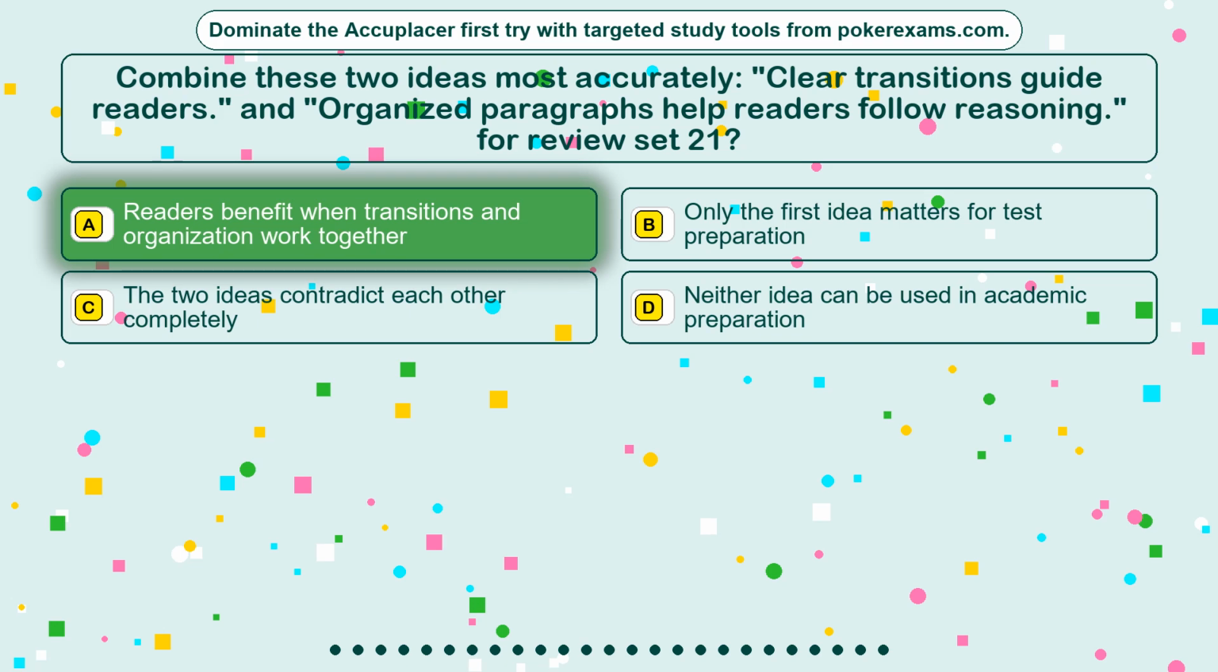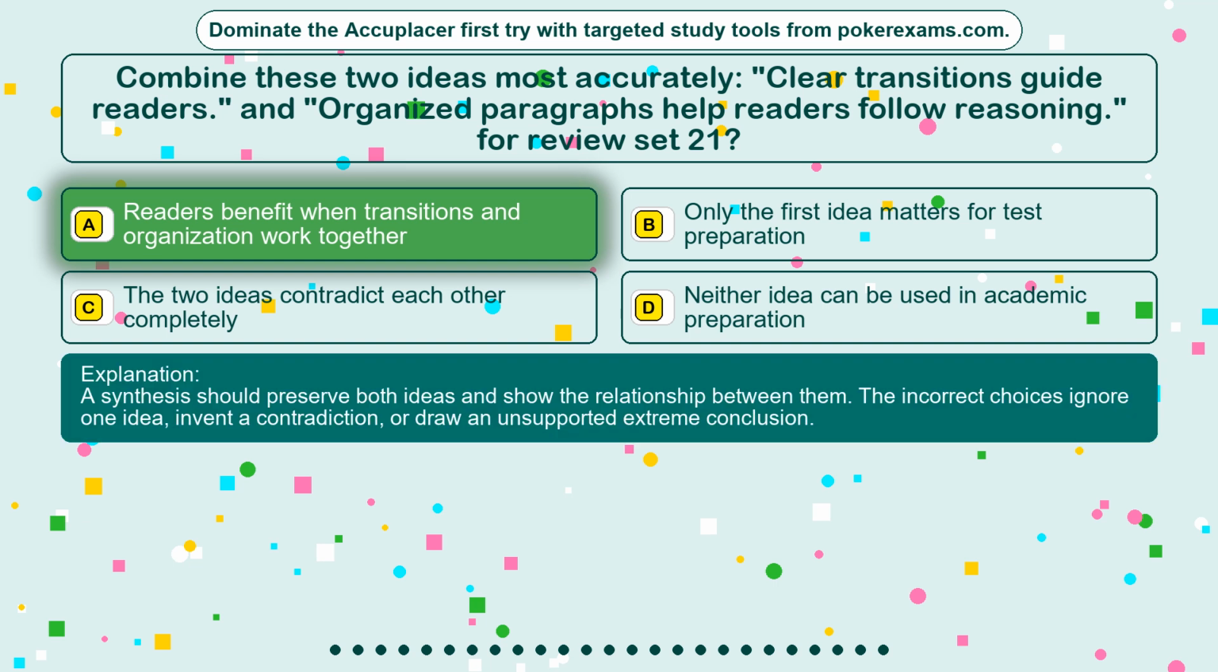The correct answer is option A. Readers benefit when transitions and organization work together. A synthesis should preserve both ideas and show the relationship between them. The incorrect choices ignore one idea, invent a contradiction, or draw an unsupported extreme conclusion.